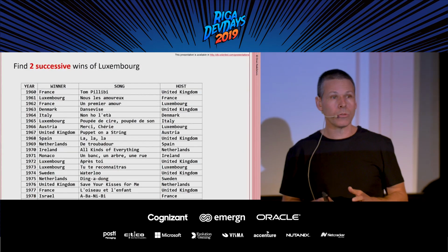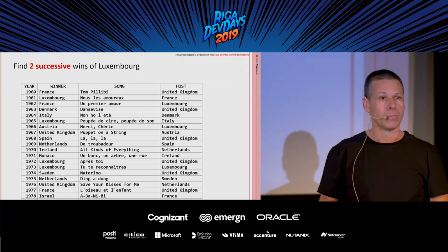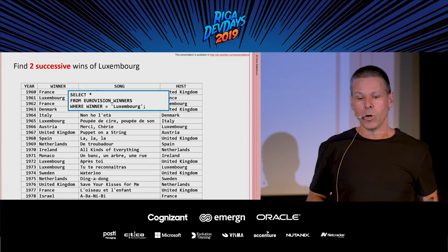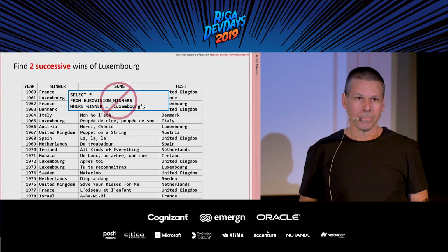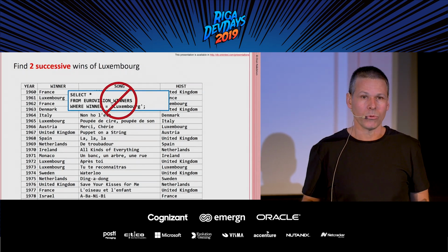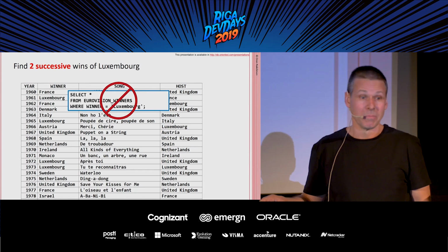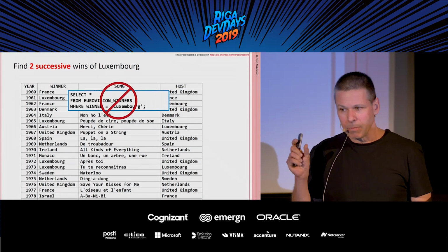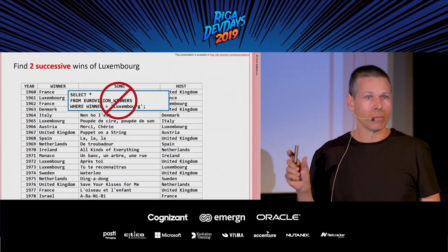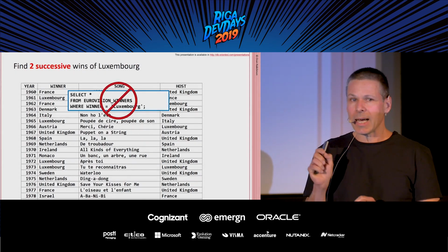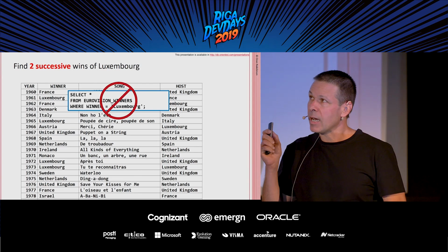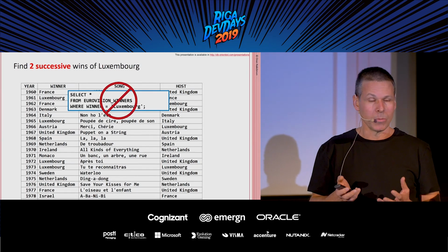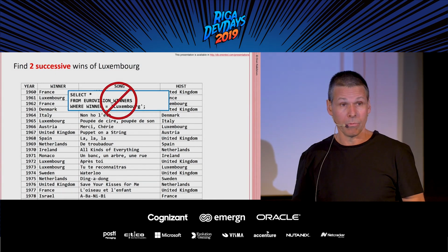Now we want to find two successive wins of Luxembourg. Now think of the obvious solution for the first question. It's not helpful, right? We have to write something else. But the pattern matching solution needs only a tiny change to solve this question. This is the type of questions that pattern matching was born to solve.